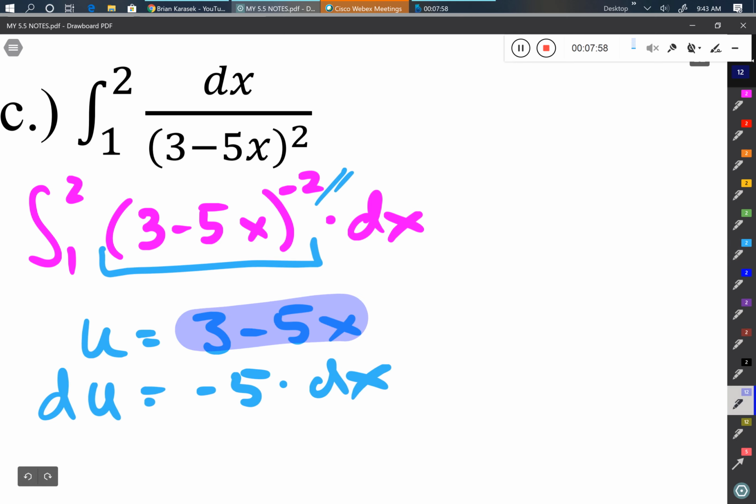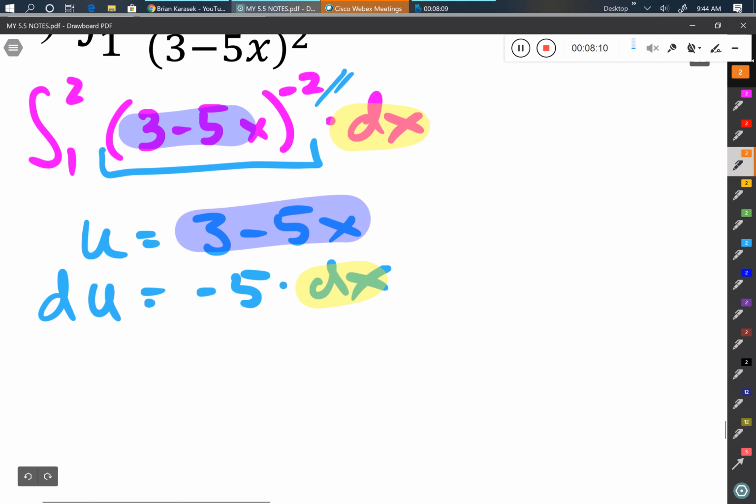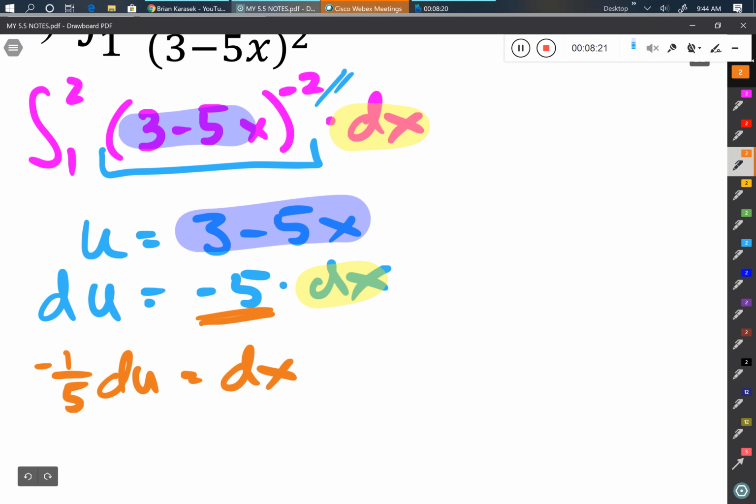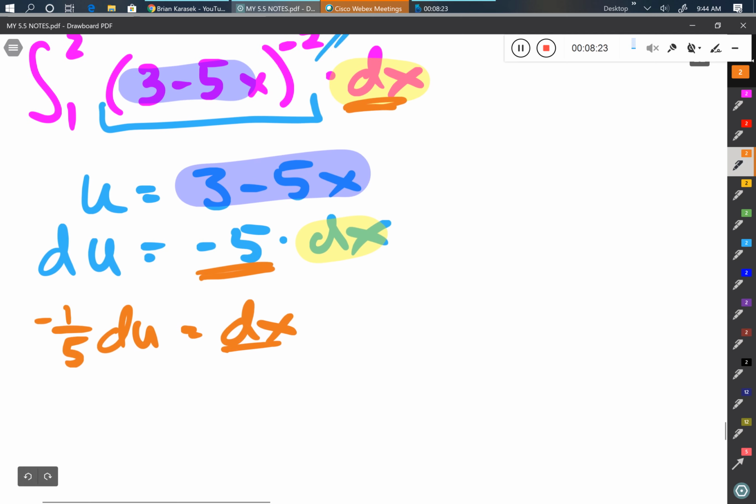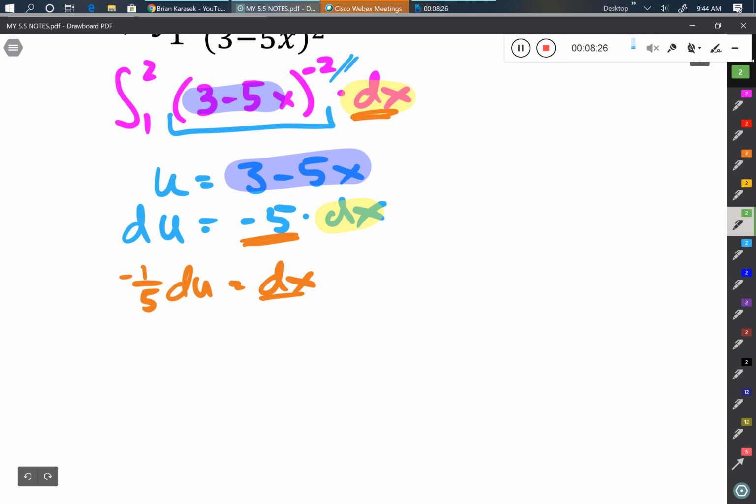So I'm liking some of what I'm seeing. I'm seeing this right there that I can do a substitution on, but I'm only seeing dx, not the -5 dx. So I'll divide by -5. Remember, you can always fix a missing coefficient, but you can't fix a missing variable. So -1/5 du is equal to just dx, and now I can do that substitution because it matches. So making that substitution, here I am at this point. I've got the integral of u to the -2 times -1/5 du, but what are my new limits of integration?